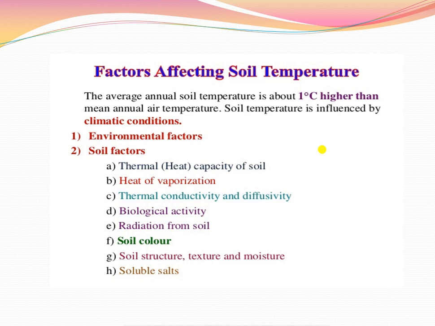Then certain biological activities related to soil microorganisms, related to decomposition of organic matter. This biological activity increases internal temperature. Then radiation from soil: certain gases are emitted from soil, which increases the temperature of soil. Then soil color. The 3 attributes of soil color, that is hue, value, chroma, contribute to increasing soil temperature.